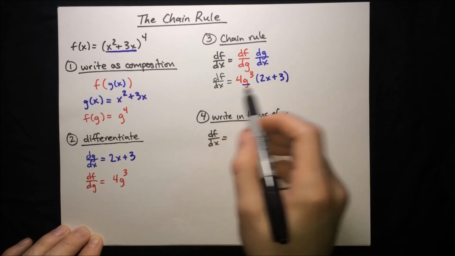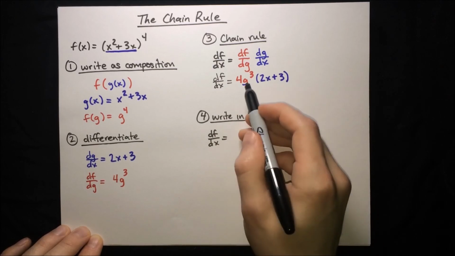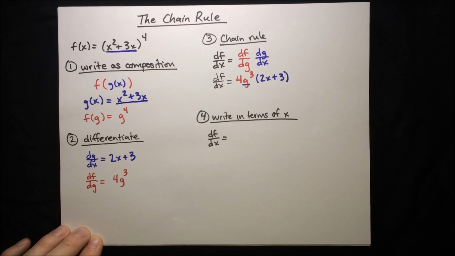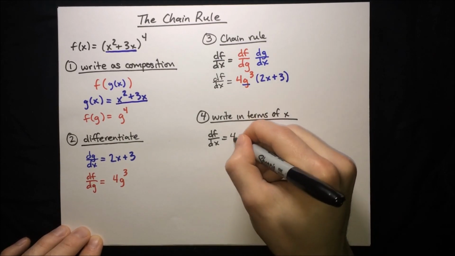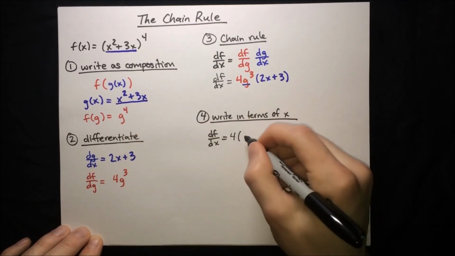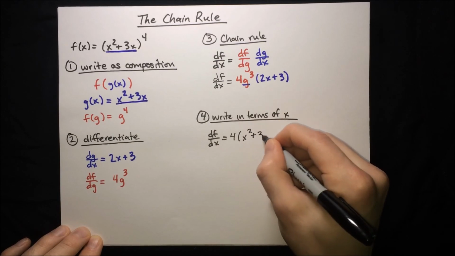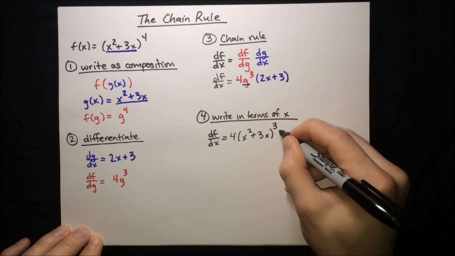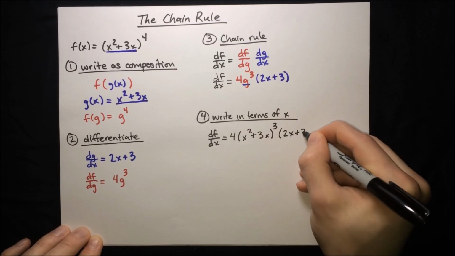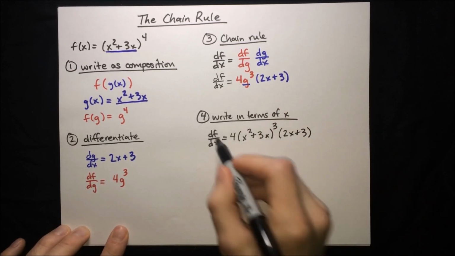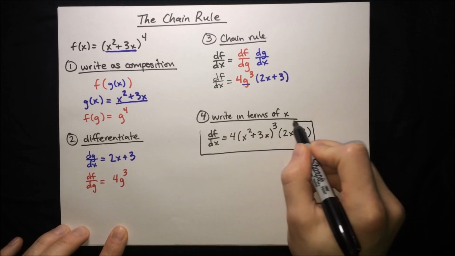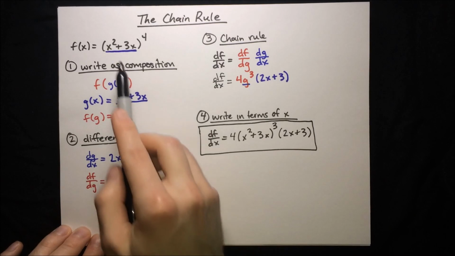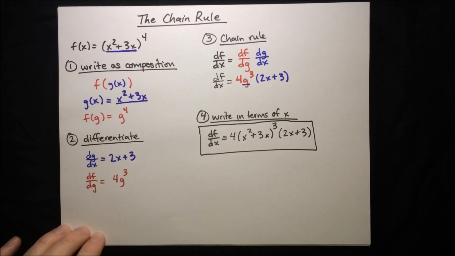So let's write this answer again, except substituting in our expression for g here. So then we've got 4 times that expression, x squared plus 3x, to the 3rd, and then times the last term, 2x plus 3. And there we go. That is our final result. That's the derivative of that complicated expression without even having to multiply it out at all.